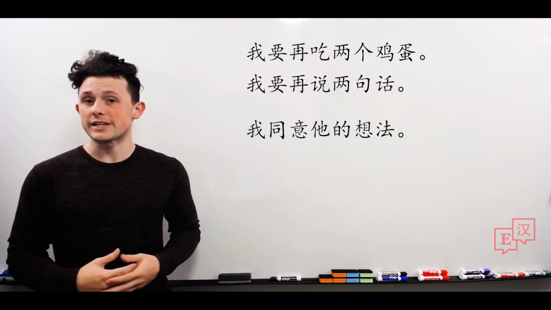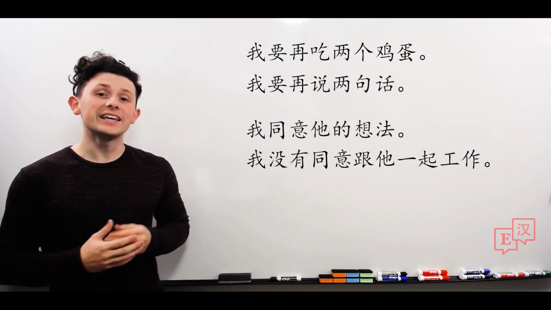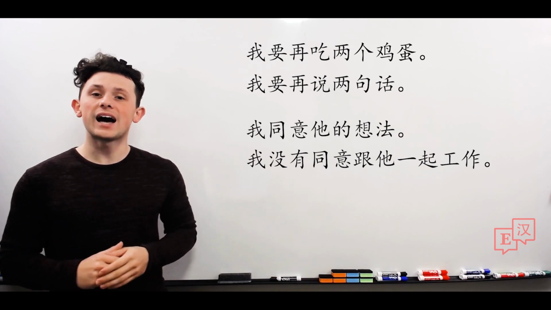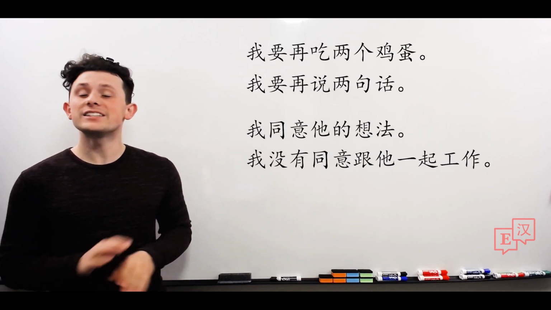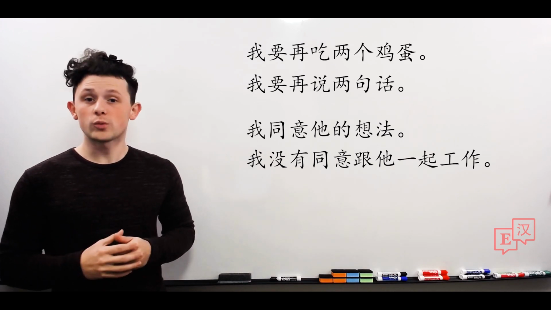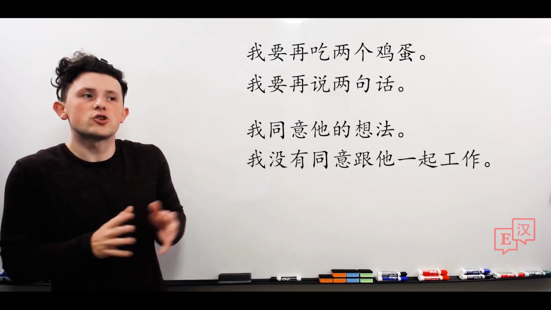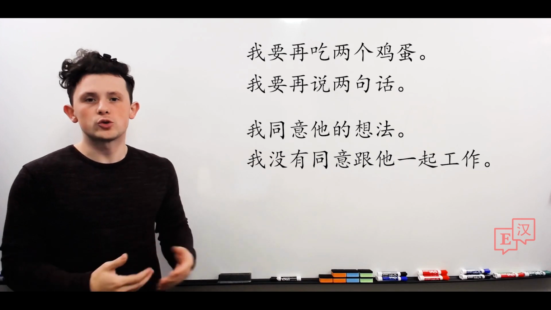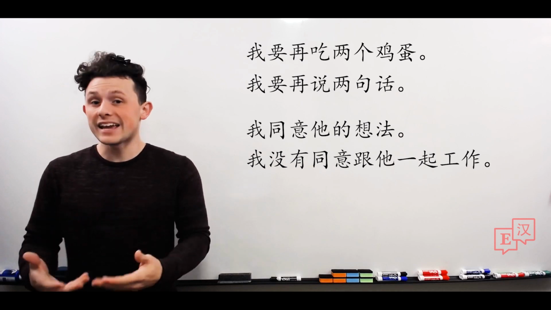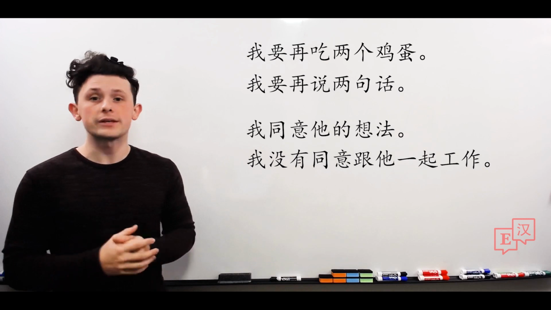For instance, a circumstance. 我没有同意跟他一起工作。I did not agree to work with him. So note two things here. First, we're agreeing or not agreeing with something that is not exactly a person or a thought, but just a situation. I did not agree to these circumstances. Second, you can agree negatively, that is to say, not agree. And we'll say 没有同意. I did not agree with this.